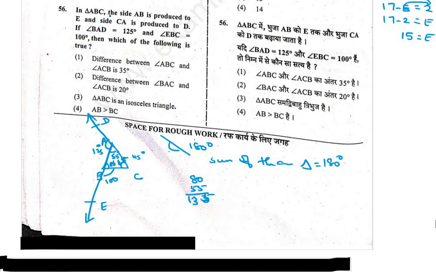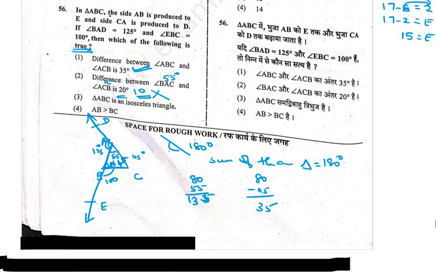So what options are given? Which of the following is true? The difference between ABC, that is 80, and ACB, 45: the difference is 35. Correct. This is true. Check the next: the difference between BAC and ACB. BAC is 55 and ACB is 45. The difference is 10, not 20.